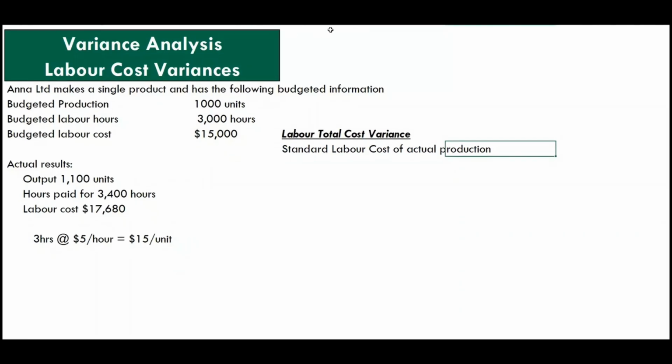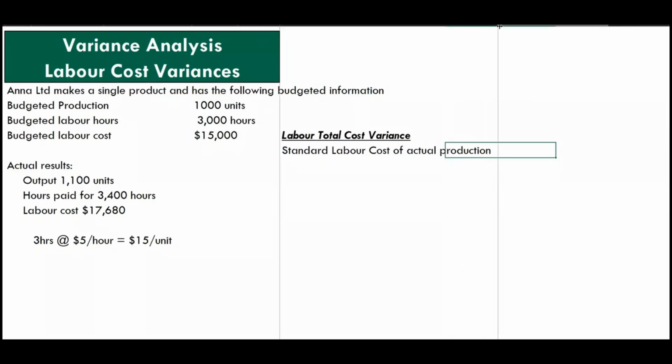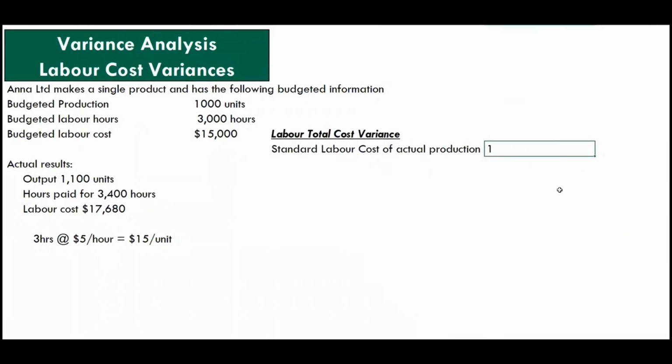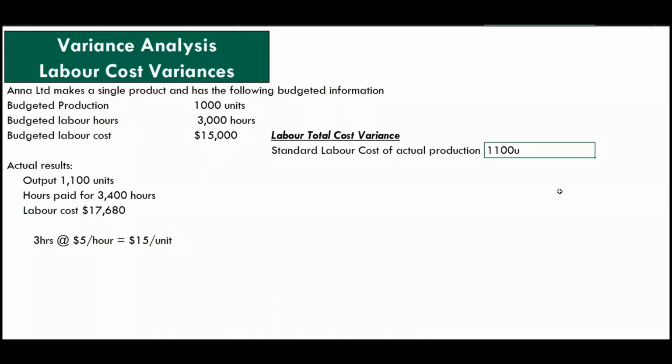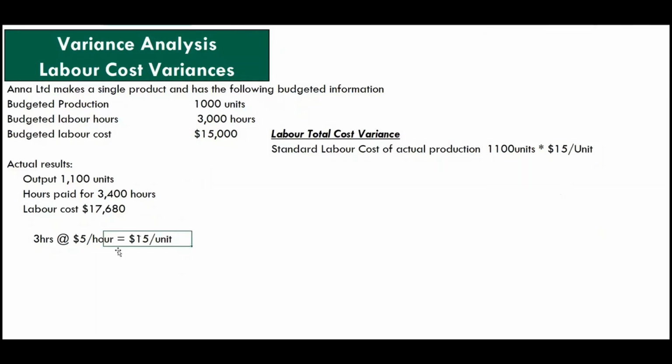How many units did we produce? We produced 1,100. 1,100 units have been produced from the actual section. And the plan is to pay at the rate of $15 per unit. So you can see from the standard cost format we have down here, we are trying to address this $15. So the standard cost is to spend $15 of labor for every unit.